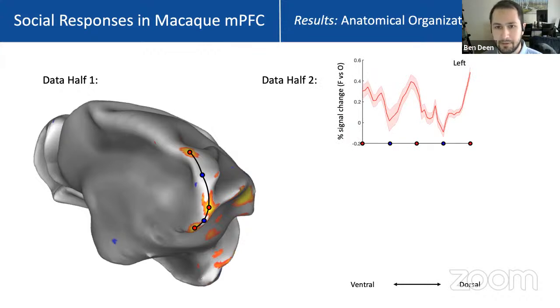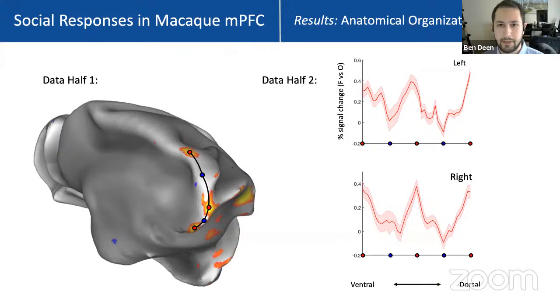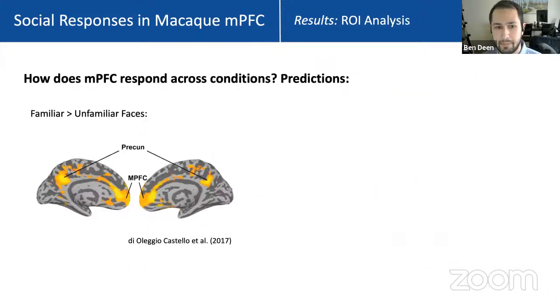In the left hemisphere in our left out data, we see a consistent alternation between face preferring and non-preferring zones of MPFC, and a similar pattern in the right hemisphere. So this pattern of alternation appears to be a reliable pattern in our data, both across halves of the data, across hemispheres, and across animals.